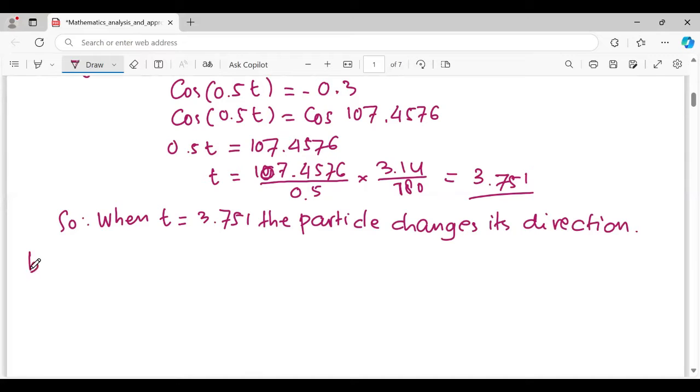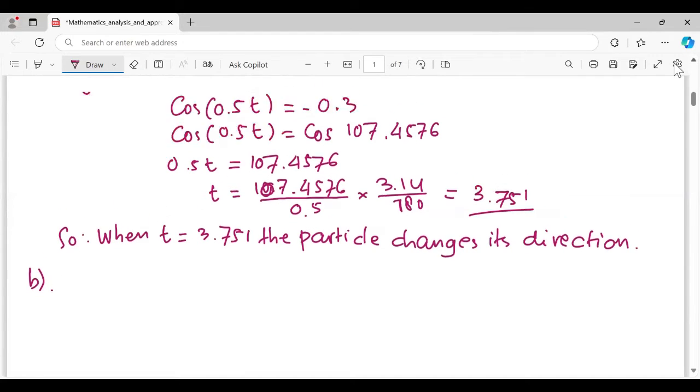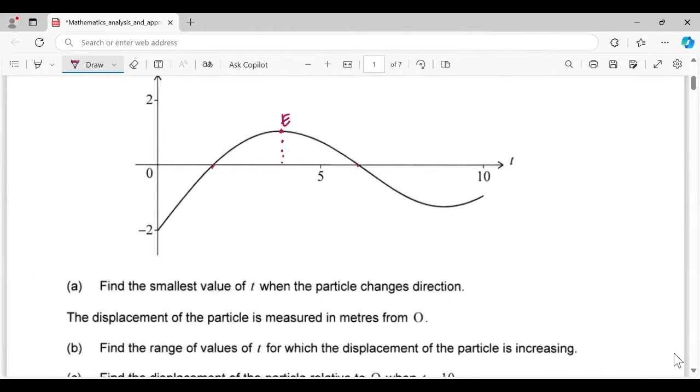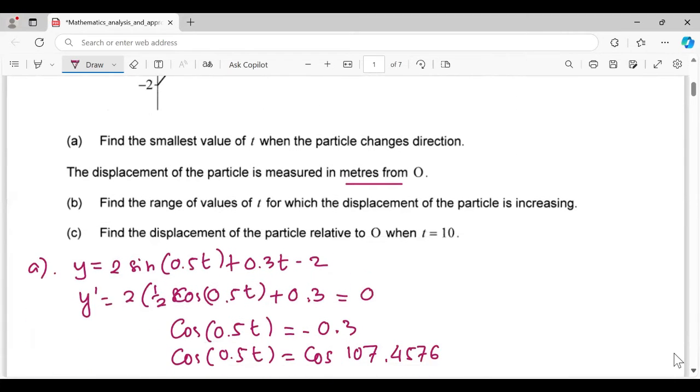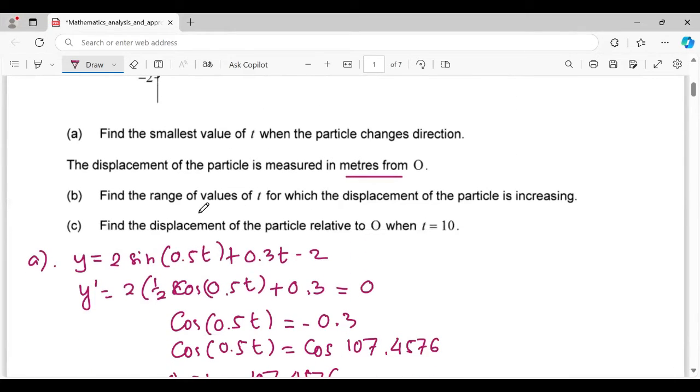Now, part B. Based on this information that the displacement of the particle is measured in meters from O, so the unit is meter. Find the range of values of t for which the displacement of the particle is increasing.